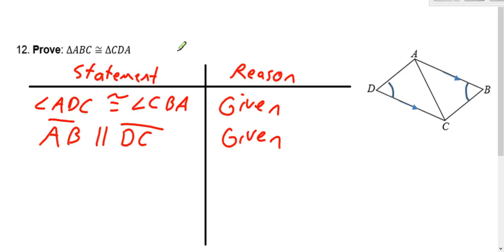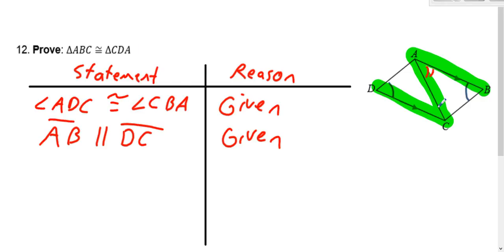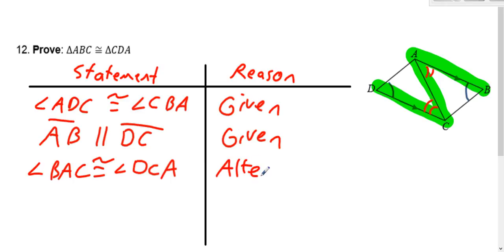Since we have parallel lines, we're looking for alternate interior angles. So you trace the parallel lines with the transversal, and you get some alternate interior angles right there. Those angles are BAC, congruent to DCA, because they are alternate interior angles.